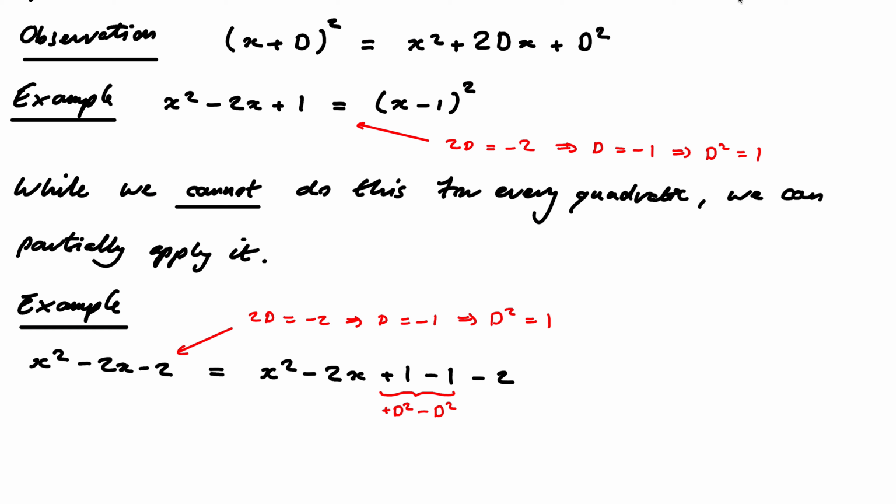But the moment I've done this, the first 3 terms now fit this pattern above. They're exactly this. So now I can write them in the form x minus 1 squared. So what would this give me? This would give me x minus 1 all squared minus 1 minus 2, which would come out to be x minus 1 squared minus 3, right?